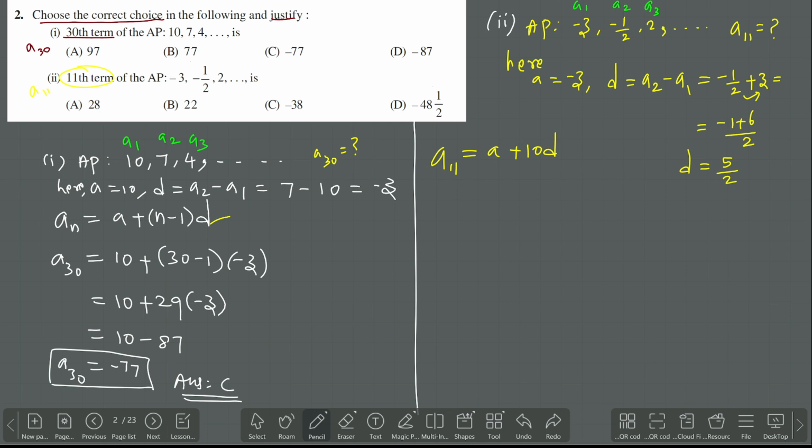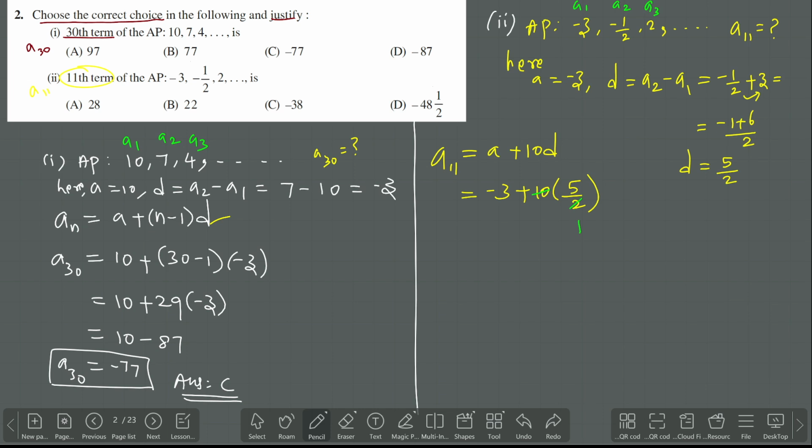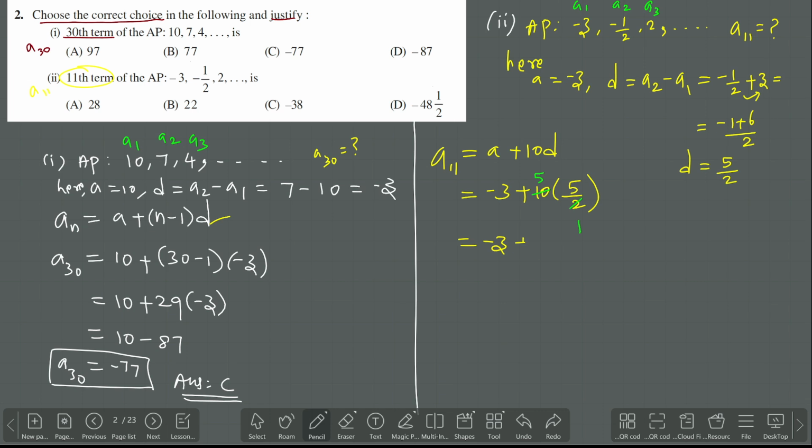Like that you have to go. Right. So, A value minus 3 plus 10 into D value, 5 divided by 2. If it is possible to cancel, we can do it. One time, how many times? 5. Right. After we cancel, we have here minus 3, 5 5s are 25. When we subtract, 22. So 22 equals the 11th term of the AP. Is it okay, children? Option? What is it? B. B for both. Option B. Even MCQs also you have to work out like that. Then only you will get the accurate answer.